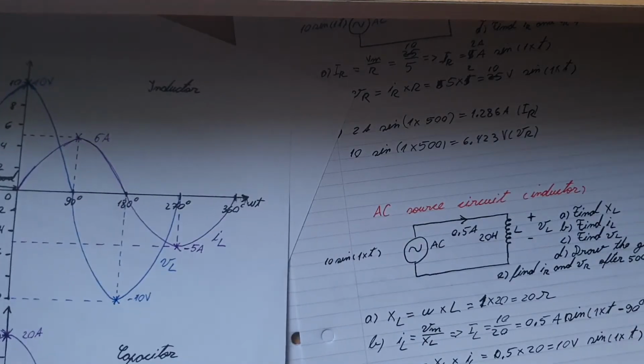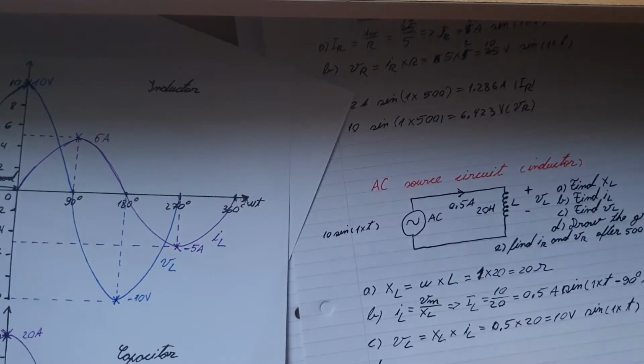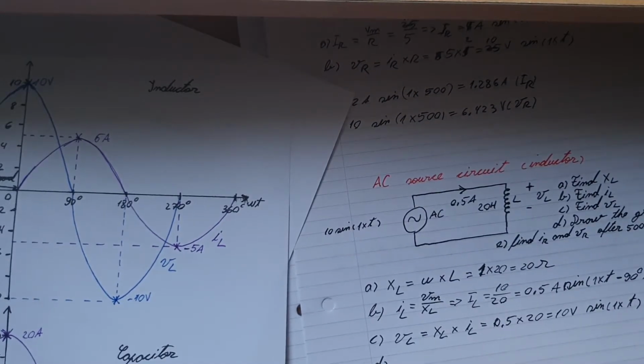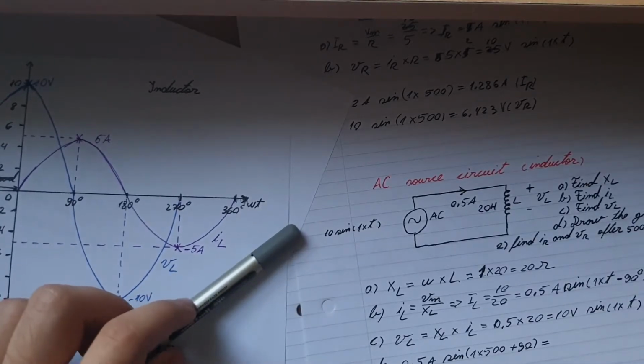Now let's do the next part, which is calculating their value at 500 seconds. So let's do that, and you'll notice something strange in here. So 0.5 A sine 1 times 500 plus 90. That's for the current. So that will be equal to, let me do it quickly here.